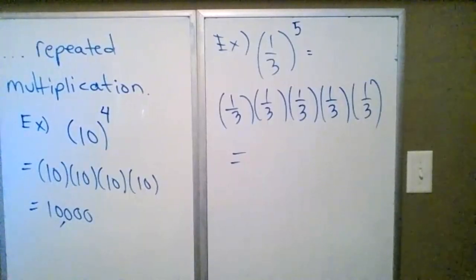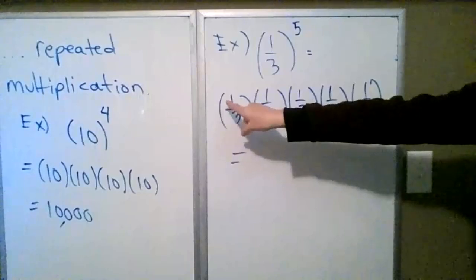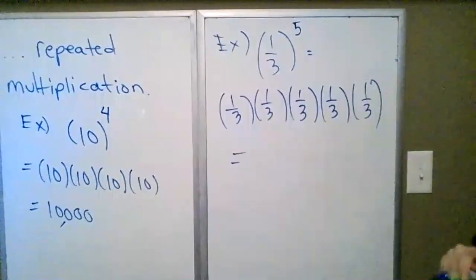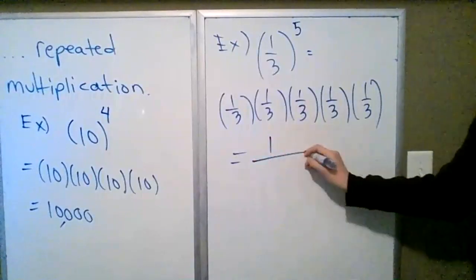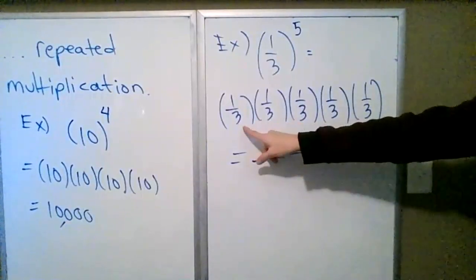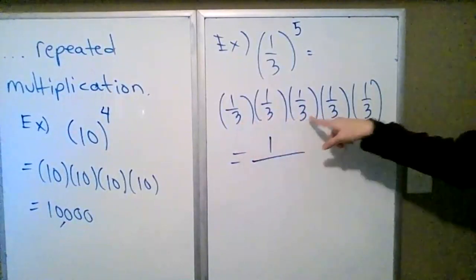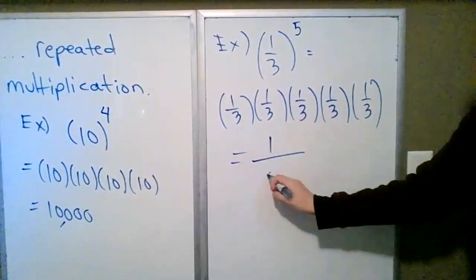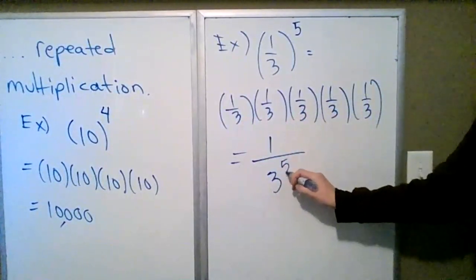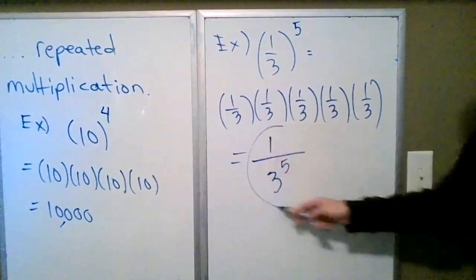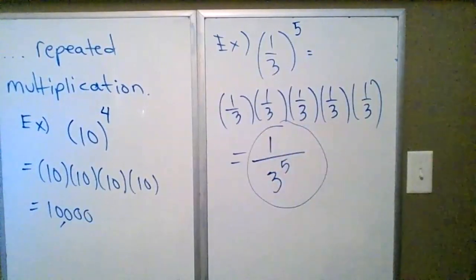What I'm going to do is multiply across the numerators. 1 times 1 times 1 times 1 times 1 is 1. And I'm just going to write this as 3 with the power of, let's see, 3 multiplied with itself, 1, 2, 3, 4, 5 times. So it's 3 to the 5th. And we'll leave it like that just for now.